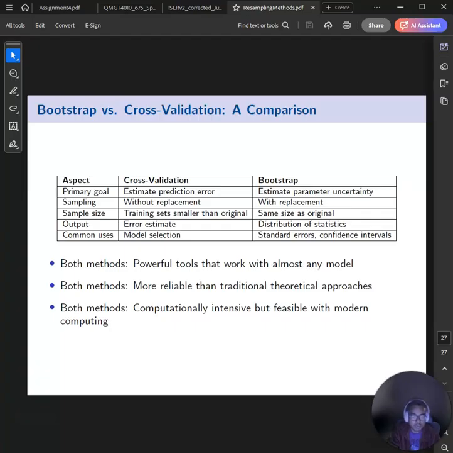So, to summarize, what we covered today was resampling methods like cross-validation and bootstrap, which provide data-driven approaches to model evaluation and uncertainty quantification. We have seen how this works, and next we will dig into some of the R code to understand this with actual data.